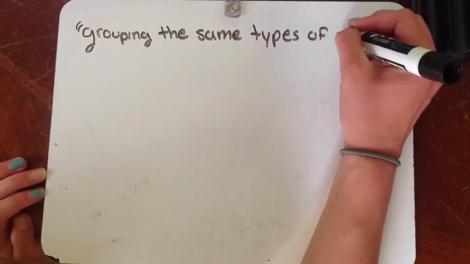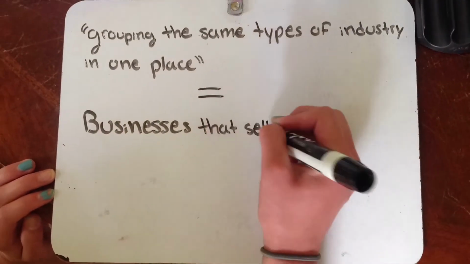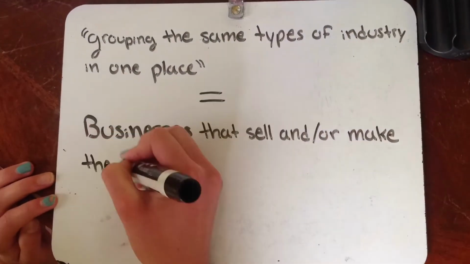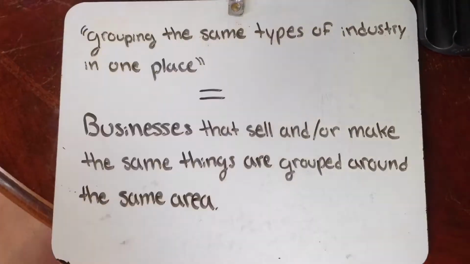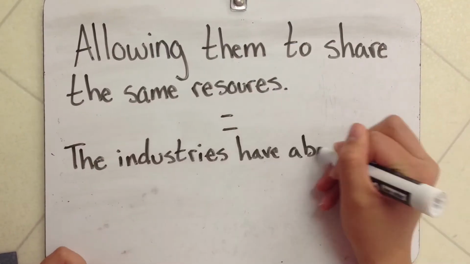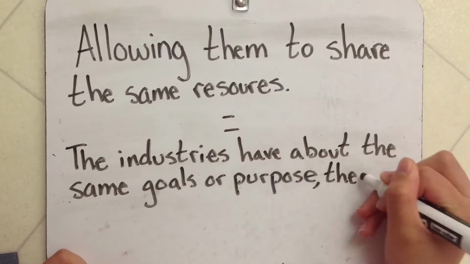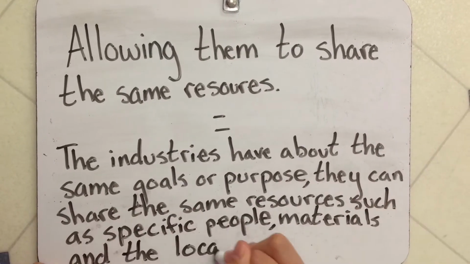To further break this up, grouping the same types of industry in one place means that businesses will be grouped around the same area because of similar products being made or sold. Allowing them to share the same resources means that industries of similar purposes are able to share things like workers, materials, and location.